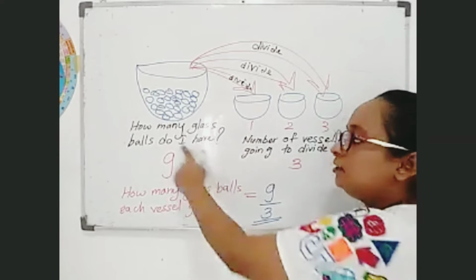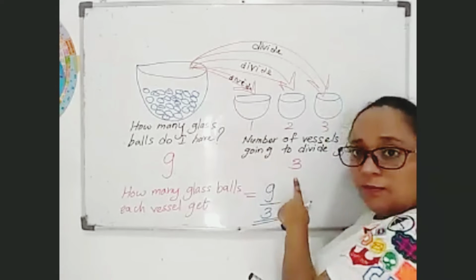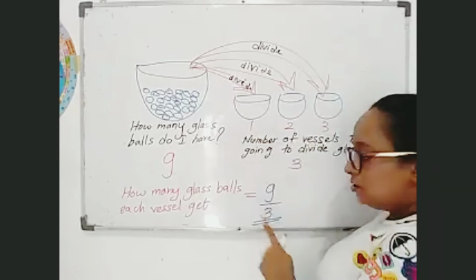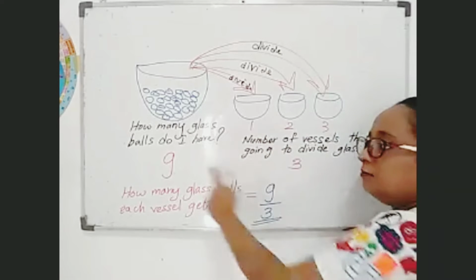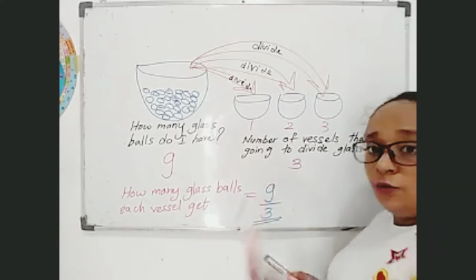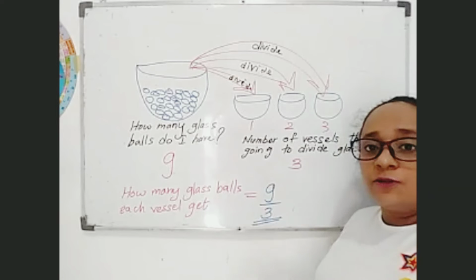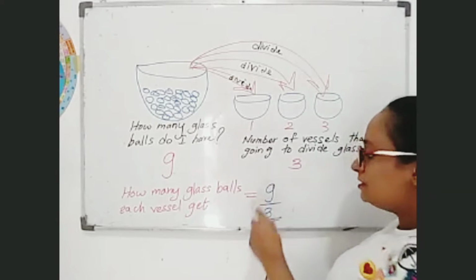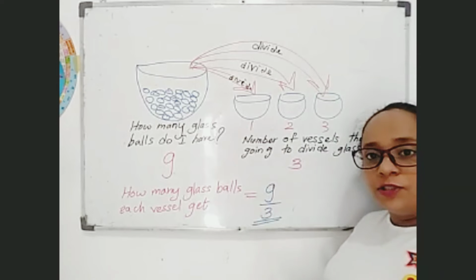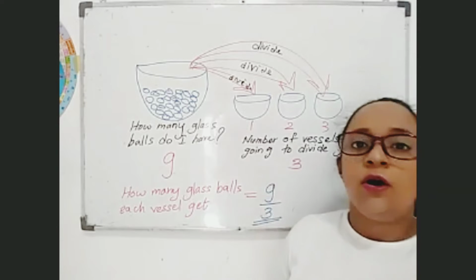When I divide the total number of glass balls that I have by 3, because I have 3 vessels, I am getting that answer. Because this is an unknown term, we can't get a numerical answer. So this is an algebraic expression, in which we have used the division operation.